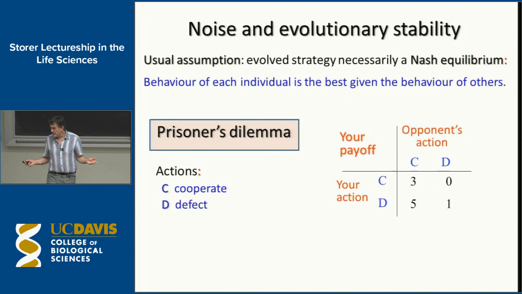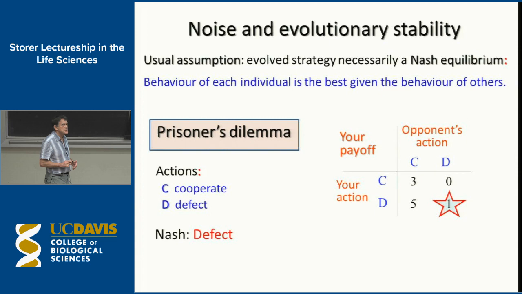Or even if you do know what they're going to do, you defect. And their logic is similar because they've got the same payoff structure. And so the Nash equilibrium solution is to defect. And the problem with that, of course, is that both players get a payoff of 1, whereas if in some way they could have agreed to cooperate, they'd have got a higher payoff of 3. And that's why it's a dilemma. And this has been used as a basis for thinking about the evolution of cooperation.